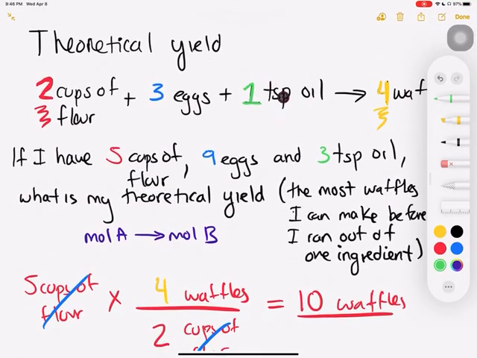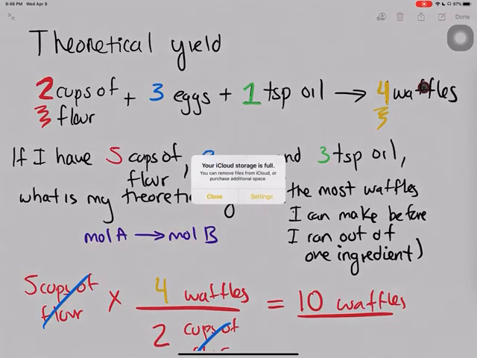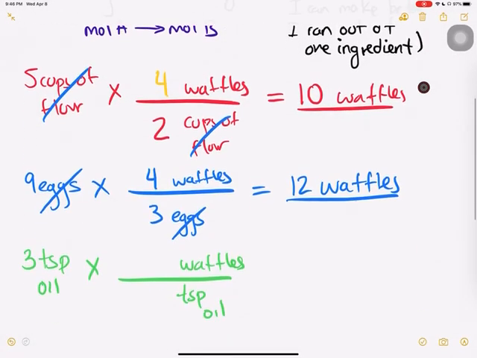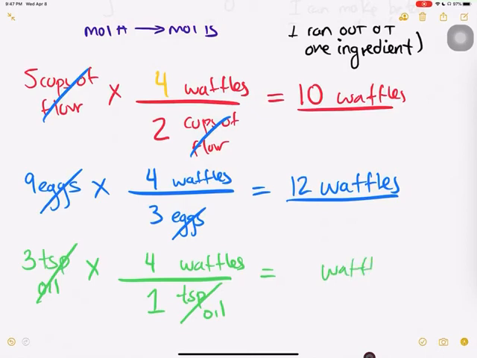So 1 teaspoon of oil makes 4 waffles. And then I'm going to do the math. Of course, teaspoons of oil and teaspoons of oil are going to cancel out. The resulting unit is going to be waffles, and you do the math. So 3 times 4, that's 12, divided by 1, that's 12.